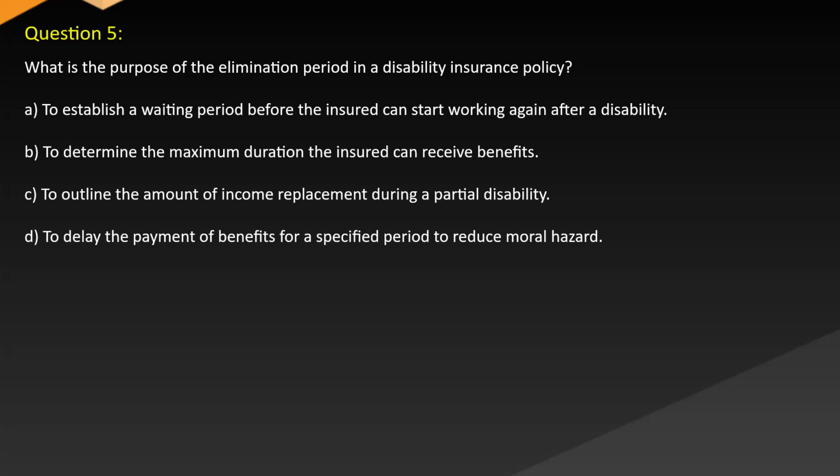Question 5. What is the purpose of the elimination period in a disability insurance policy? A. To establish a waiting period before the insured can start working again after a disability. B. To determine the maximum duration the insured can receive benefits. C. To outline the amount of income replacement during a partial disability. D. To delay the payment of benefits for a specified period to reduce moral hazard.